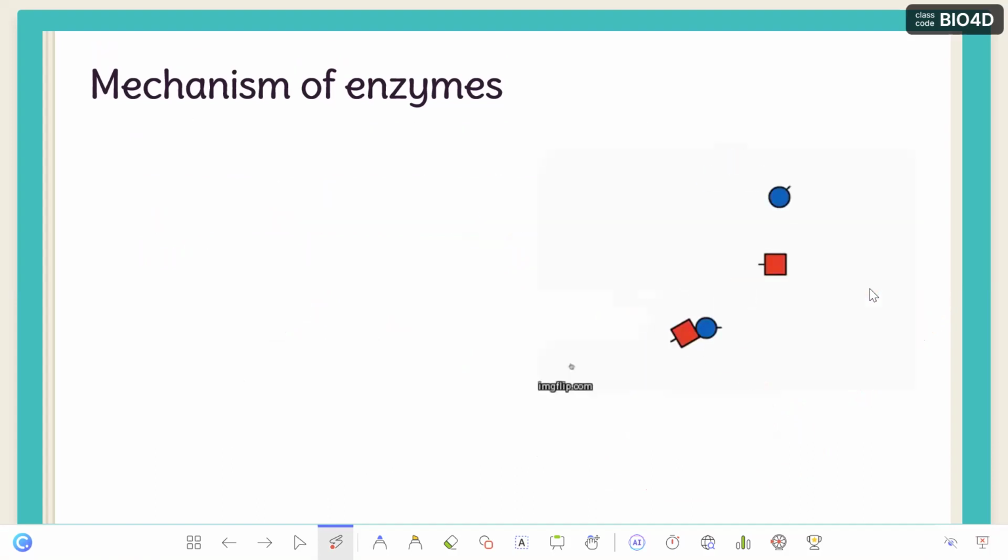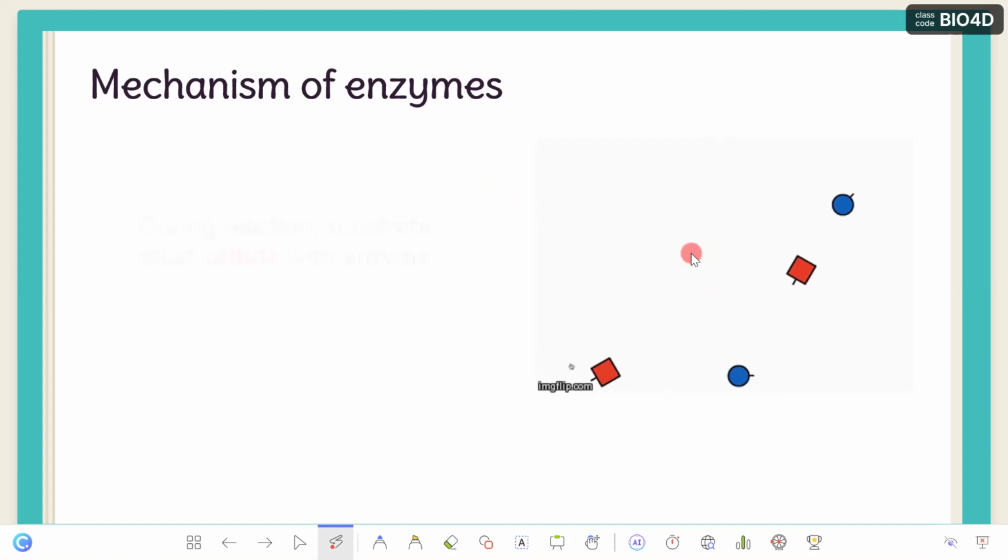Now, in detail, what is actually happening? This is a further explanation. If you put an enzyme and a substrate in a container, for example, they will move. They are molecules. If you learn in chemistry, you know that molecules move around. And eventually, they will collide.